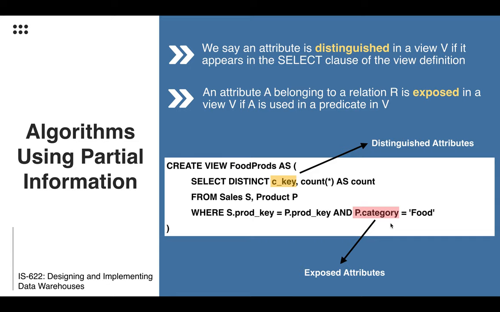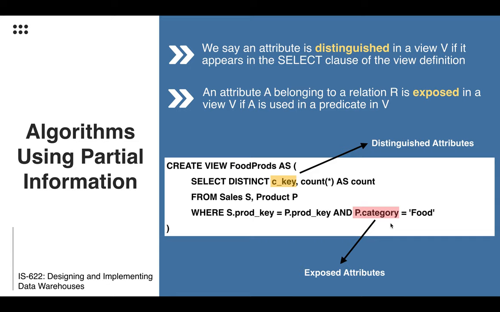The reason why these two definitions are important is because we want to define what is self-maintainable. We should be able to know which view is self-maintainable and which is not. Because in the future, if it's self-maintainable, then I have to use only the algorithm for partial information. If it is not self-maintainable, then I have to use the algorithm for full information. So this information is important when deciding whether something is maintainable or not. So if you have, in the creation of a view, any attribute which is exposed, that means that view cannot be self-maintainable.